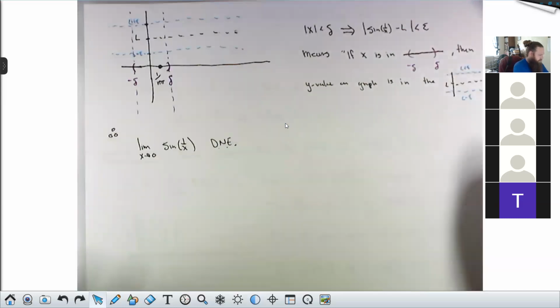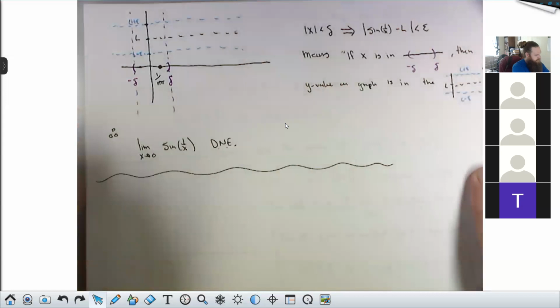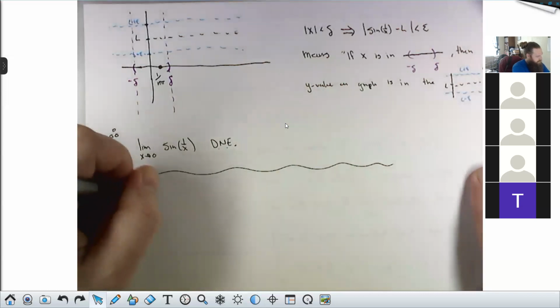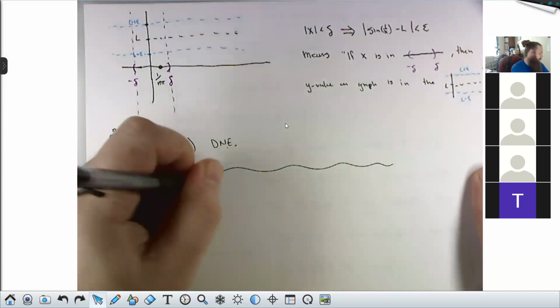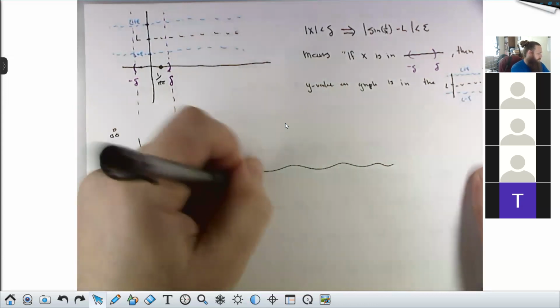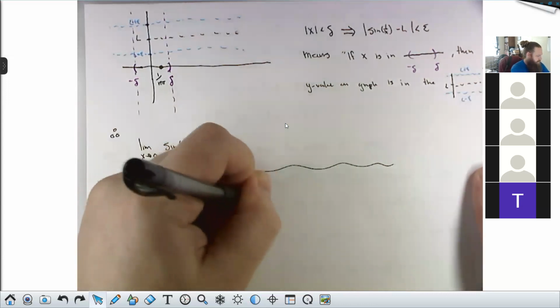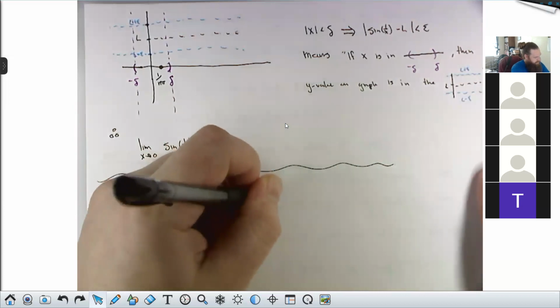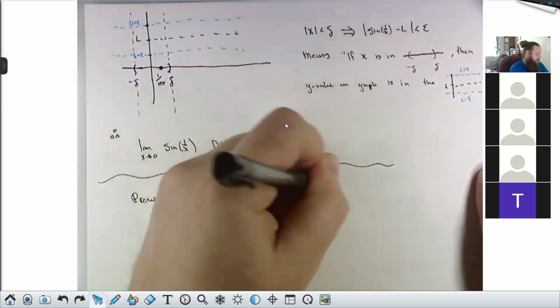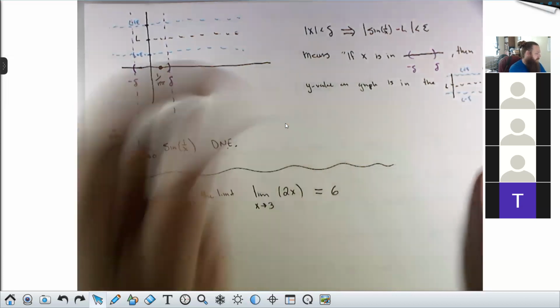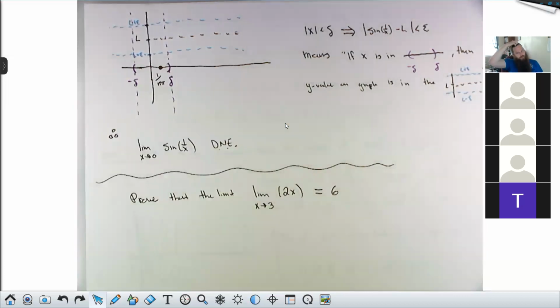But yeah, let's look at some positive examples, right? And let's start nice and simple. Let's prove that the limit as x goes to 3 of 2x is equal to 6.